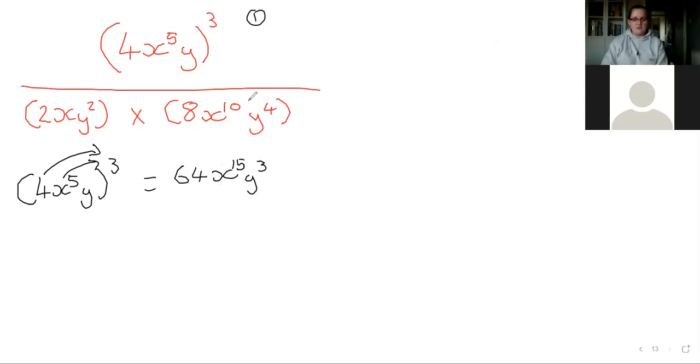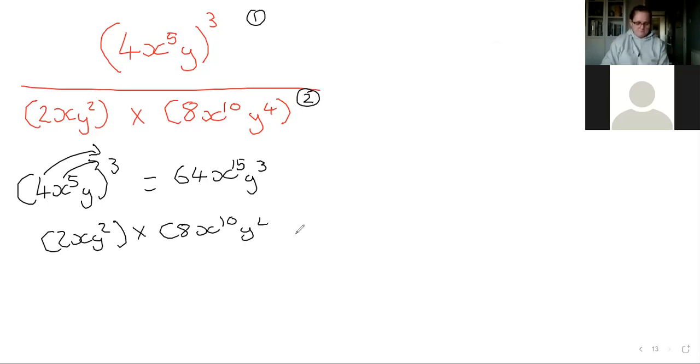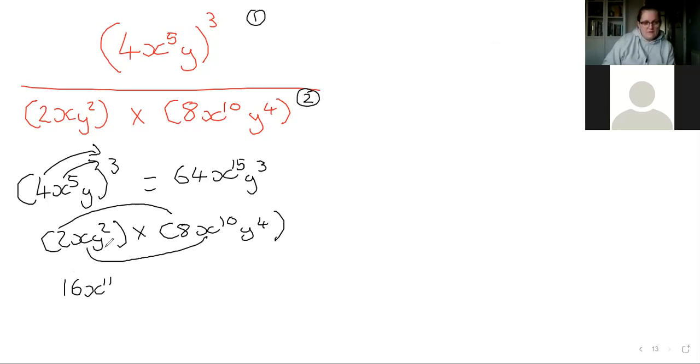Then let's look at our denominators. Let's look at our bottom half. So we have got 2xy squared times by 8x to the power of 10, y to the power of 4. I'm just going to deal with these like we would normally. So again, 2 times 8 gives us 16. x times by x to the power of 10 will give us x to the power of 11. y squared multiplied by y to the power of 4 will give us y to the power of 6, because we're just adding those two powers together.